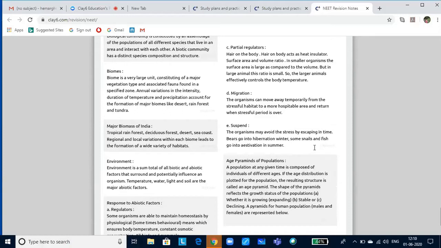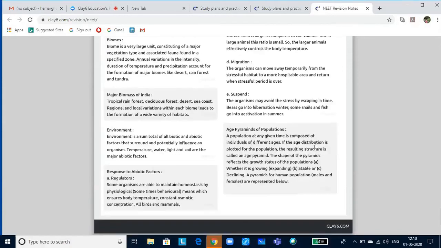Now suspend. Organisms may avoid the stress by escaping in time. They have two kinds of sleep: the winter sleep, which is called hibernation, and the summer sleep, which is called estivation. And sometimes, if the environmental conditions are unfavorable, organisms stop all the activities of the body and suspend everything, and that is what we call diapause.